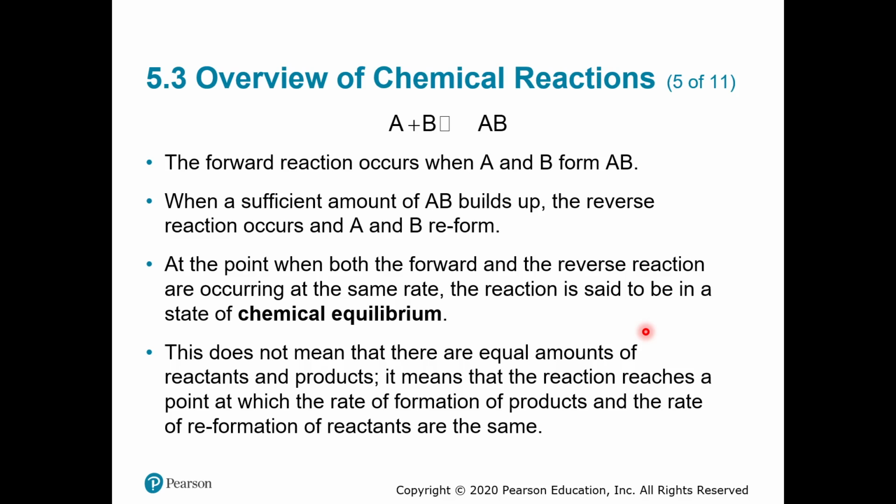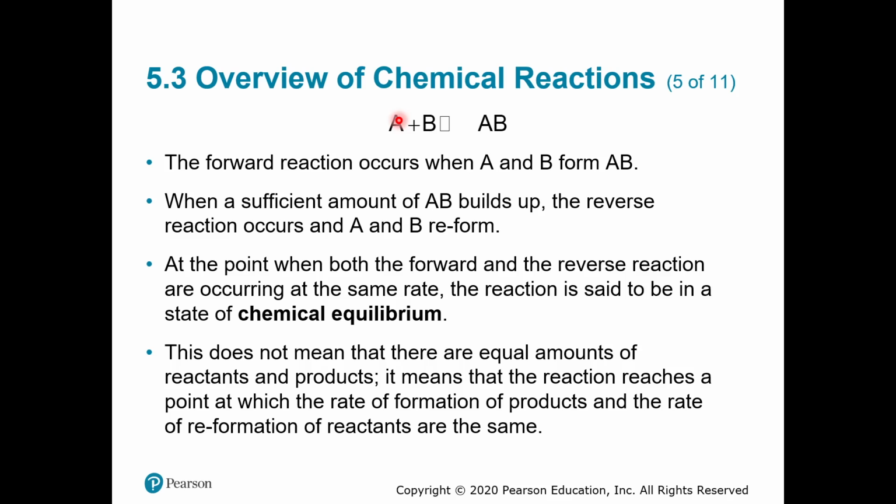So at the point when both the forward and reverse reactions are occurring at the same rate, the reaction is said to be in a state of chemical equilibrium. What chemical equilibrium means is that the forward reaction is going the exact same speed as the reverse. So we don't see any overall change. Think of it a bit like a park. A park has a certain number of people that can be in it, like Disneyland. They have gates where they measure the number of people that come in and the number of people that come out, and they keep those numbers the same. So a park being full, like Disneyland, is a chemical equilibrium.